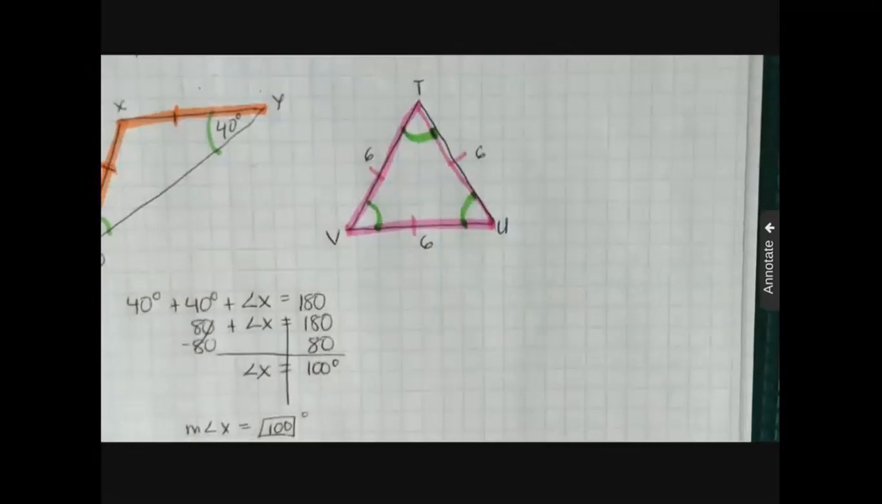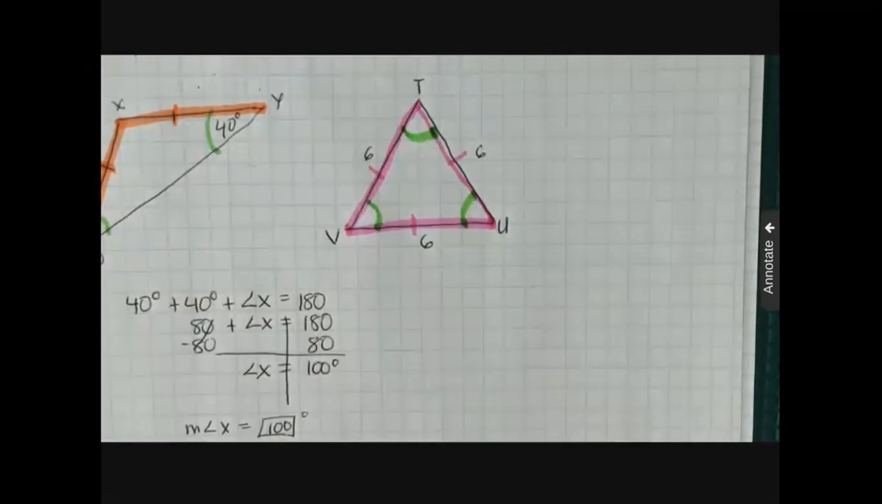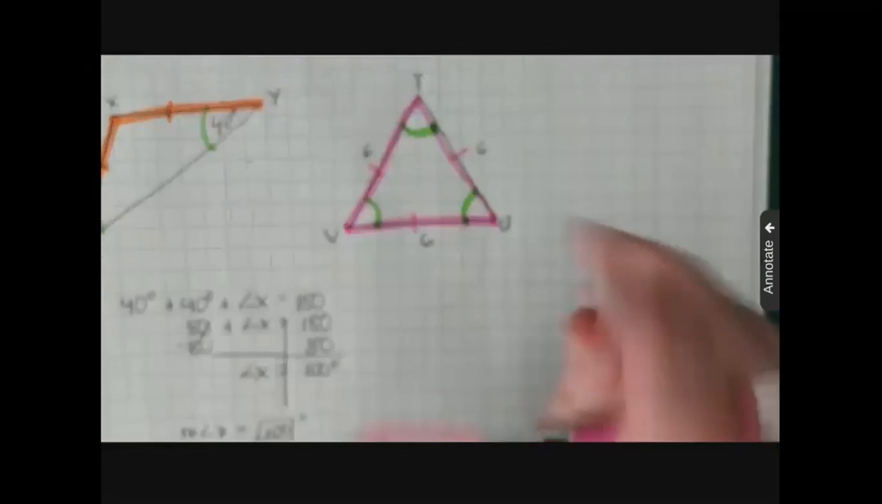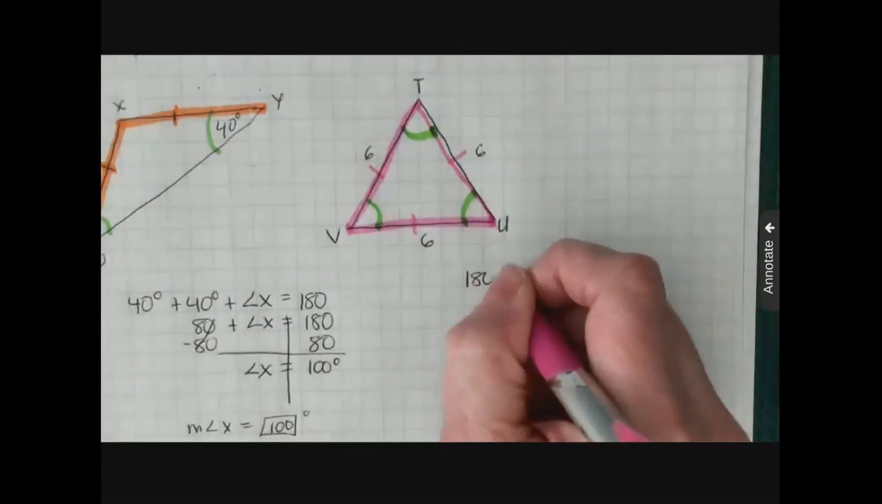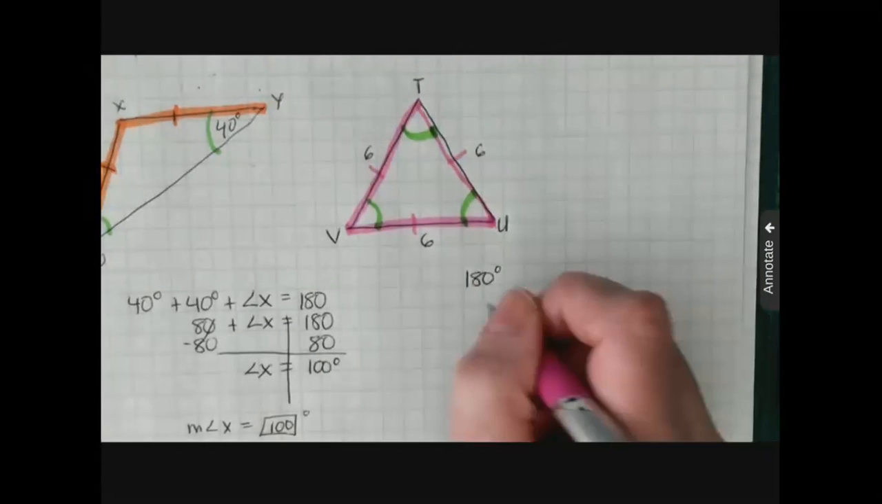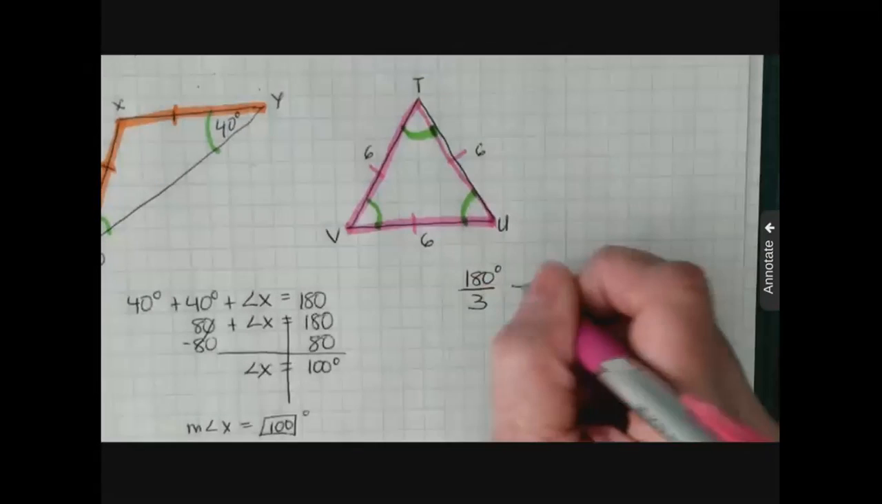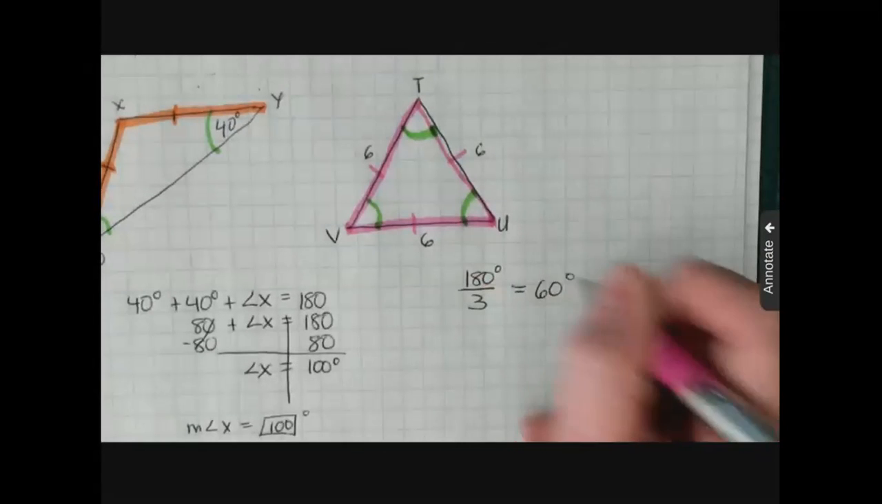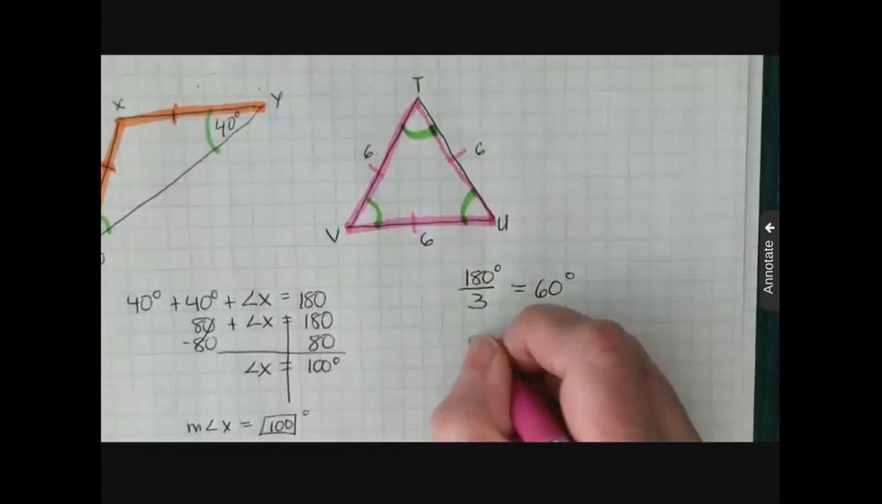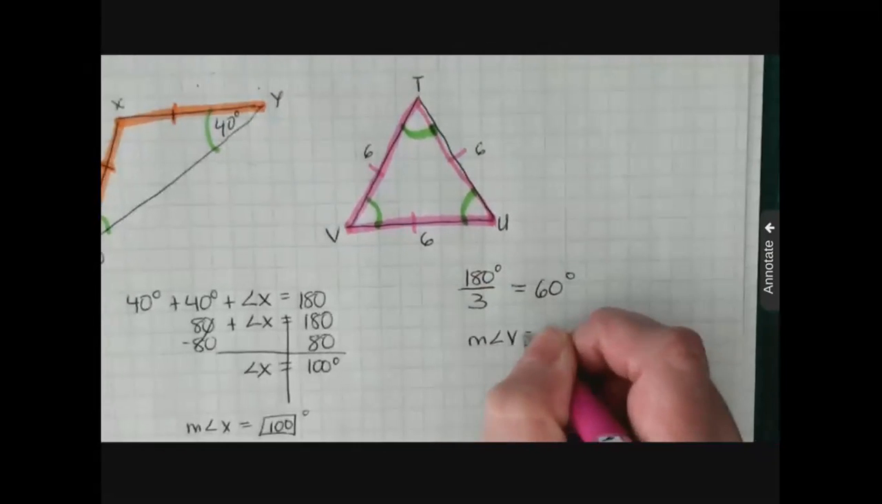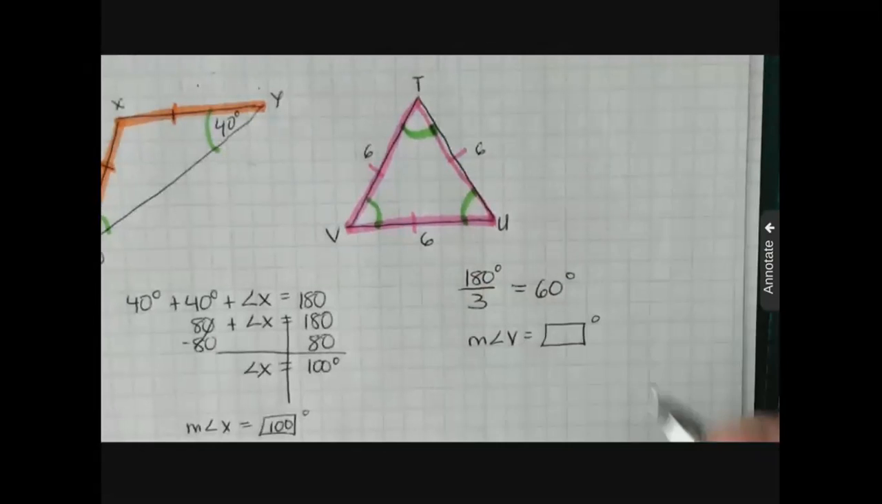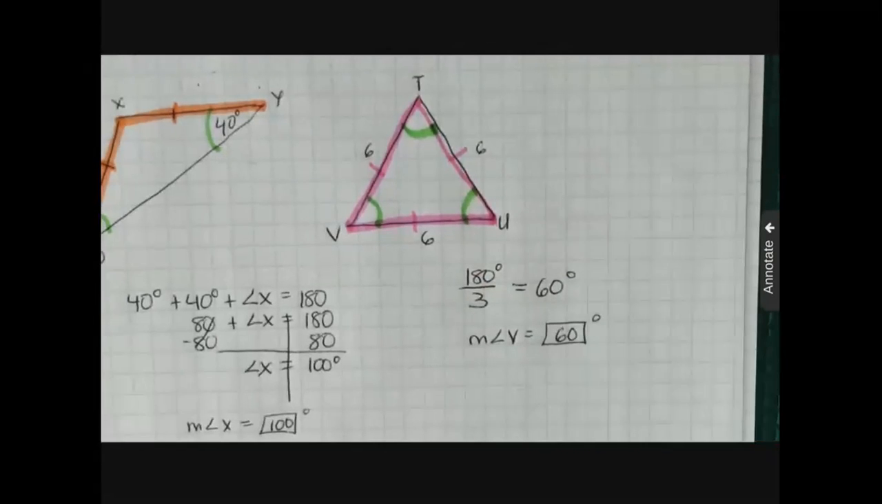And there's only one degree measure that when you multiply it times 3, you get 180. Or you can say to yourself, I know it's 180 degrees, I have to divide it by 3. And when I do that, I get 60. And again, it's going to have the measure of angle V down at the bottom with a box, and you type 60.